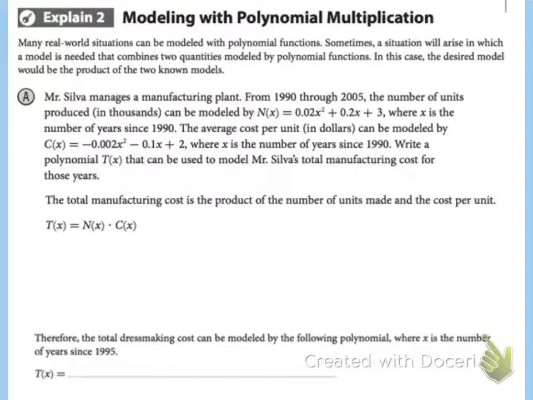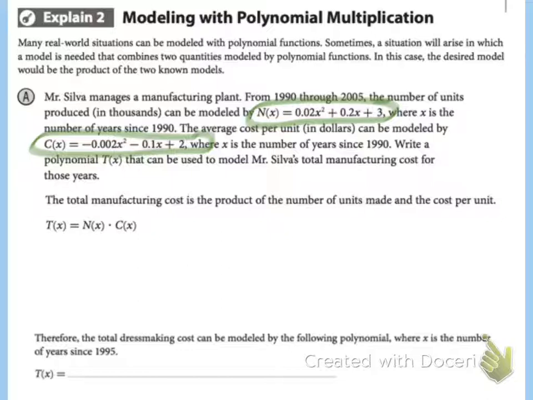So Mr. Silva manages a manufacturing plant from 1990 through 2005. The number of units produced in thousands can be modeled by the function n of x is equal to, and I'll just let you read that on your own, where x is the number of years since 1990. So that's what x represents here. And the average cost per unit in dollars can be modeled by c of x, which equals this function. So we have the number and we have the cost, where x is the number of years since 1990. Now, in both cases, the x has to represent the same thing here. Otherwise, we're using the same variable for two different things, and it wouldn't make sense to combine them.